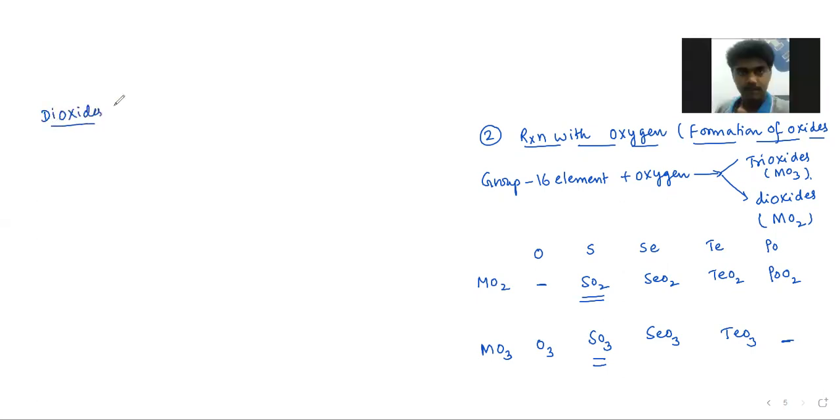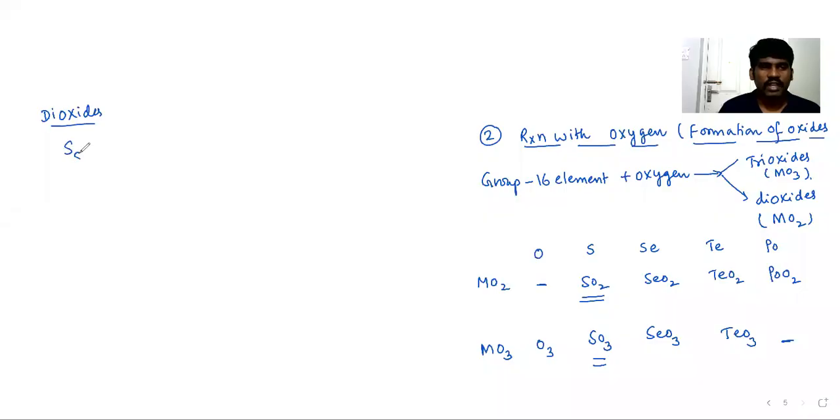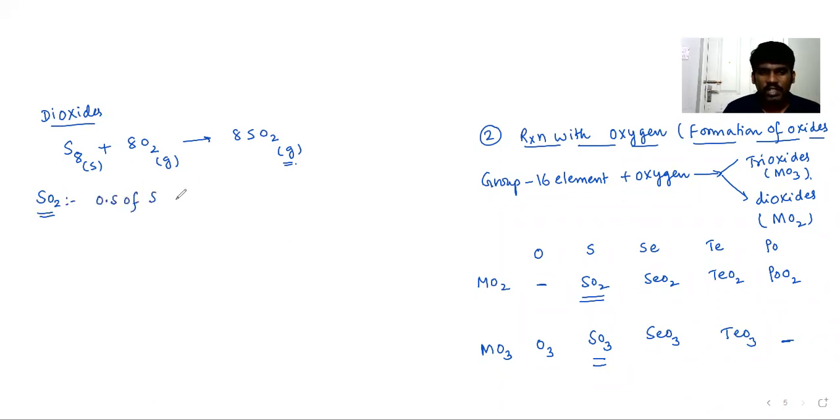Sir, but M plus O2 gives MO2. Dioxides, sulfur, if I take it, S8 plus 8O2, giving rise to 8SO2. Simply by burning of sulfur, which gives sulfur dioxide. So sulfur dioxide is the most prominent dioxide we have, in which oxidation state of sulfur is +4.